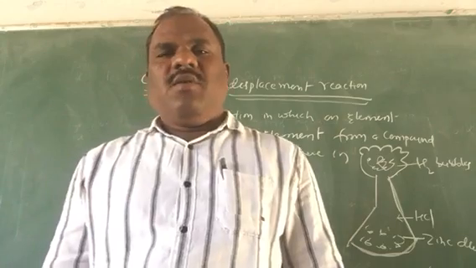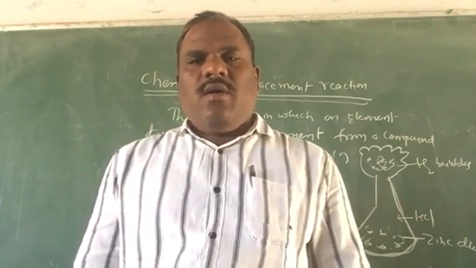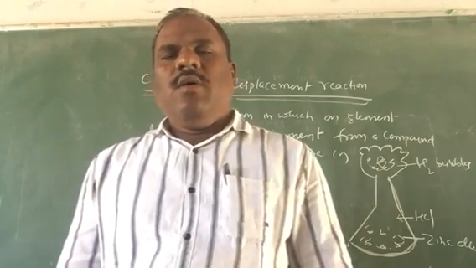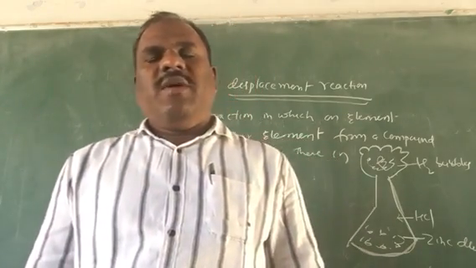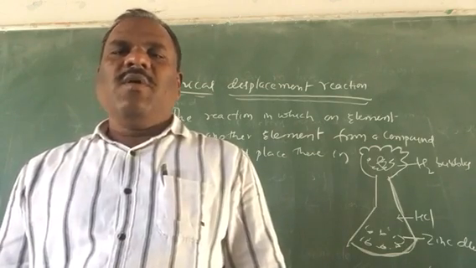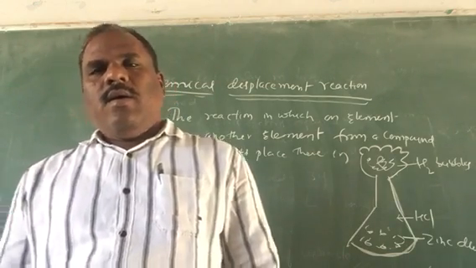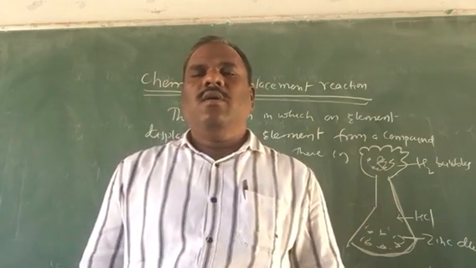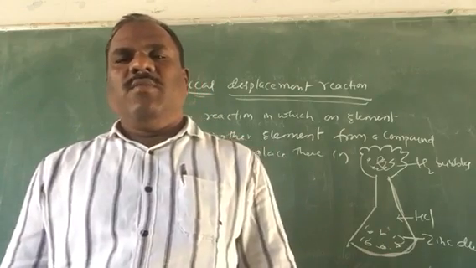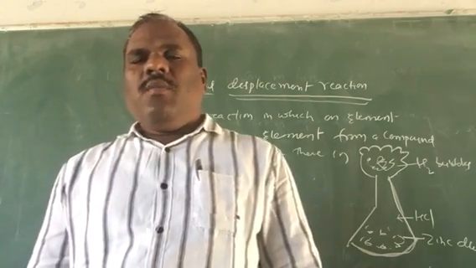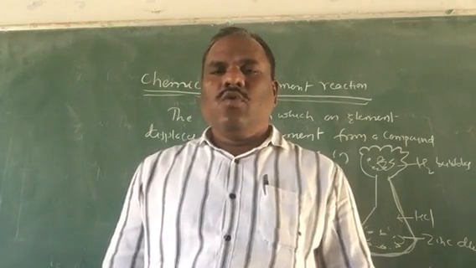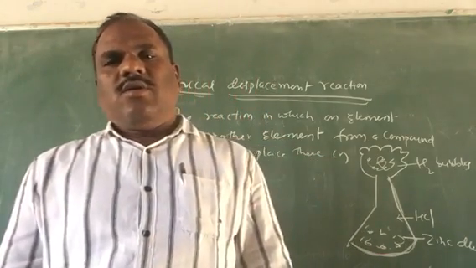In our previous class we discussed chemical combination and chemical decomposition. Chemical combination means a product is formed when two or more elements or compounds combine. And chemical decomposition means what? Chemical decomposition is when a compound decomposes and splits into its constituents.